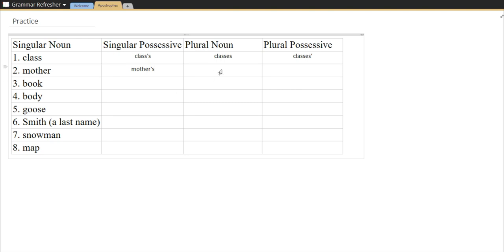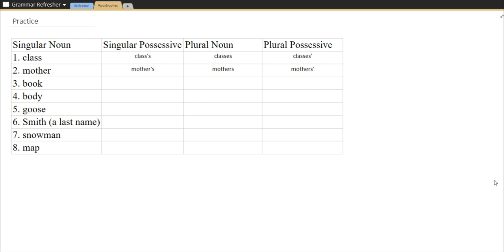Next, plural nouns. How do you make the word mother plural? Let's first write the word mother and add an S. So if I said five mothers on the basketball boosters team or something, then I'm talking about five women who are mothers, five mothers. Okay, plural possessive. To make the plural word mothers possessive, the rule says you add an apostrophe after the S.